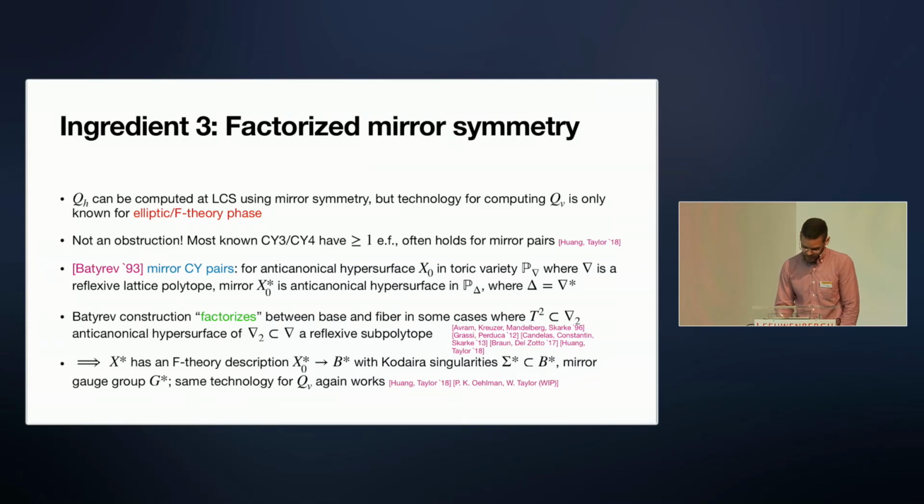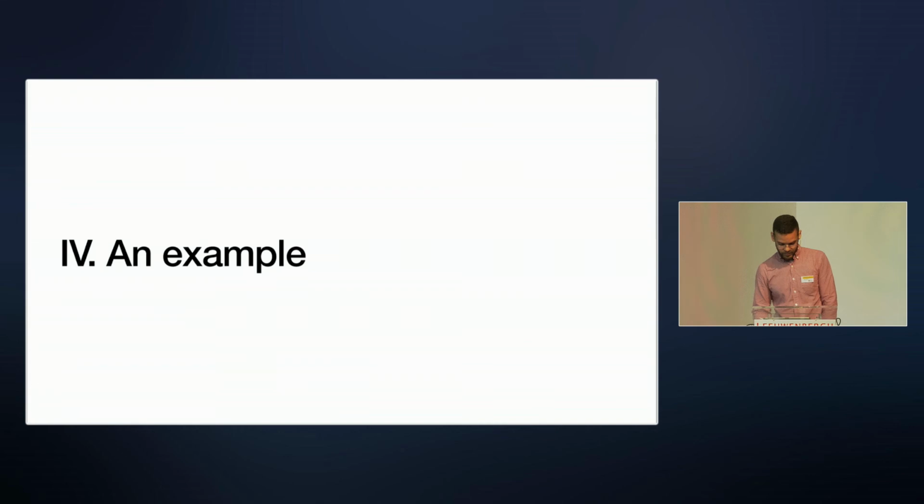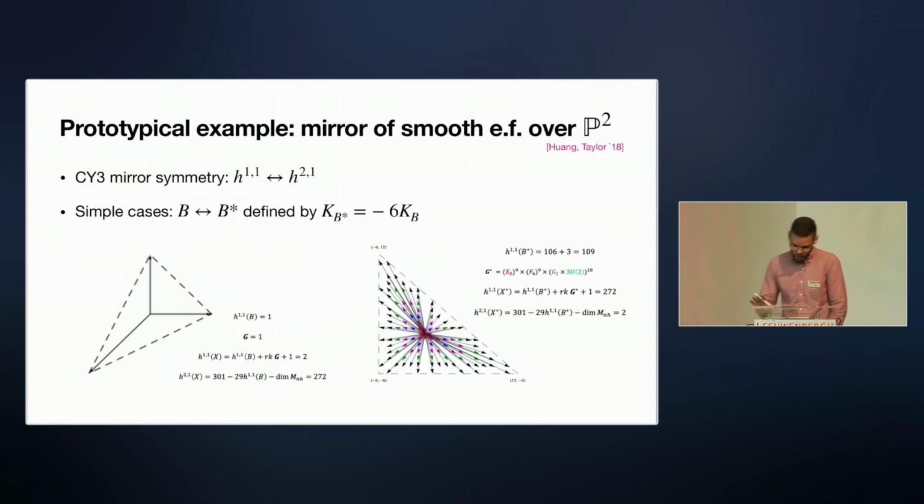So this is what I mean by factorized mirror symmetry. There's a way to realize the elliptic fibration inside of a toric variety such that one can apply the mirror symmetry construction separately, in some sense, to the fiber and to the base. And this allows us to predict the mirror F-theory description of the mirror Calabi-Yau. So that involves a choice of base and then some choice of Kodaira singularities corresponding to 7-brane stacks. And once we have this, again, the same technology for the vertical pairing works. So in the remaining 5 or so minutes, let me just sketch out a quick example of this. So this is work in progress.